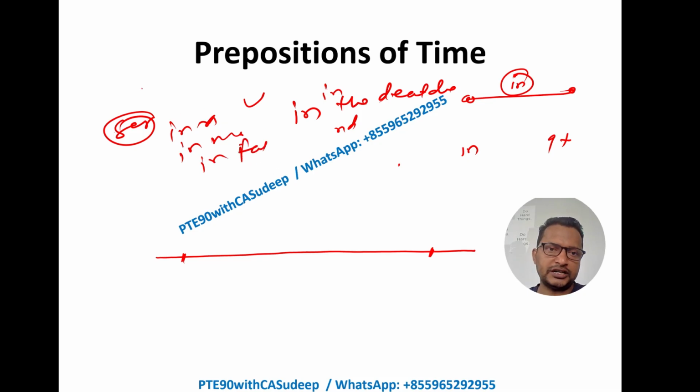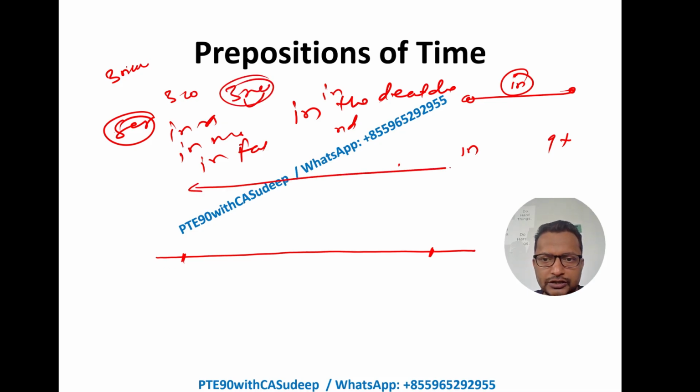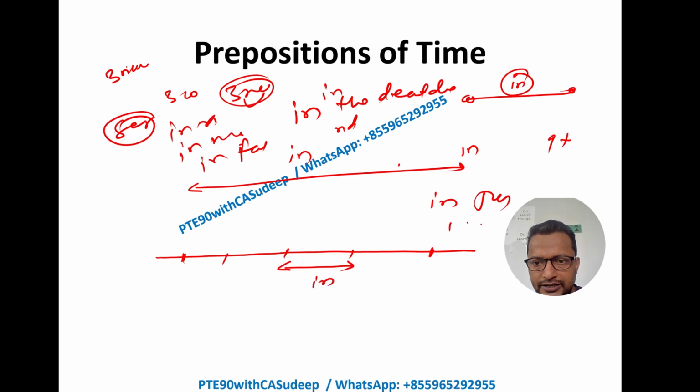Generally one season is considered 3 months, right? So generally the rainy season will be 3 months, and summer season around 3 months, right? So if you are considering the long timeline, put in. Okay. And then this year is divided into 12 months, right? So month is also considered a long period, so put in, like in January, in February, in December, right? So month is also considered a long period.